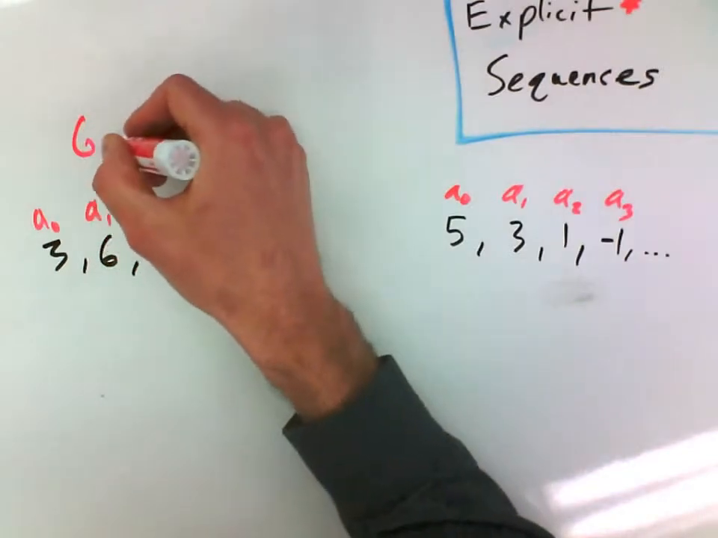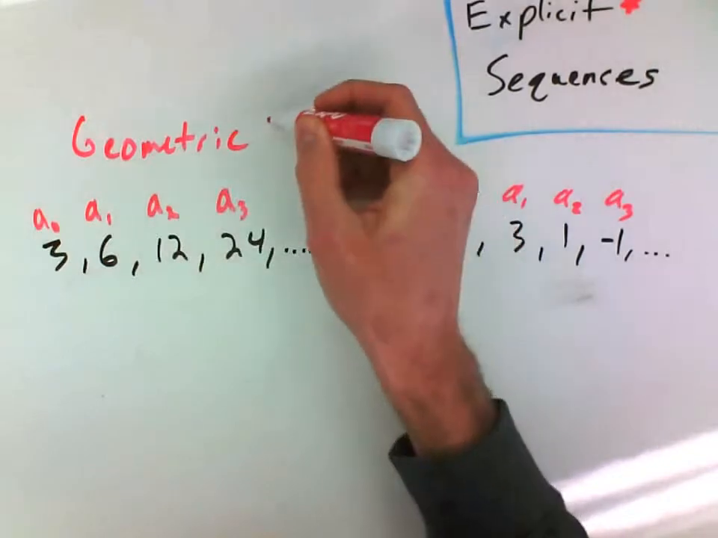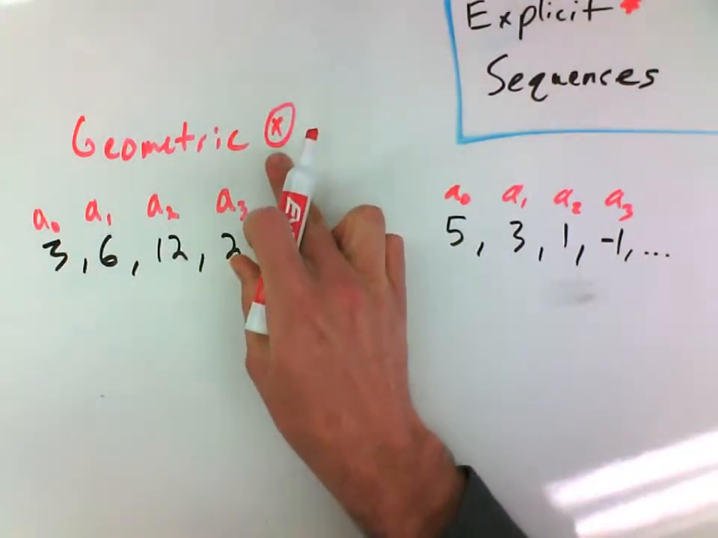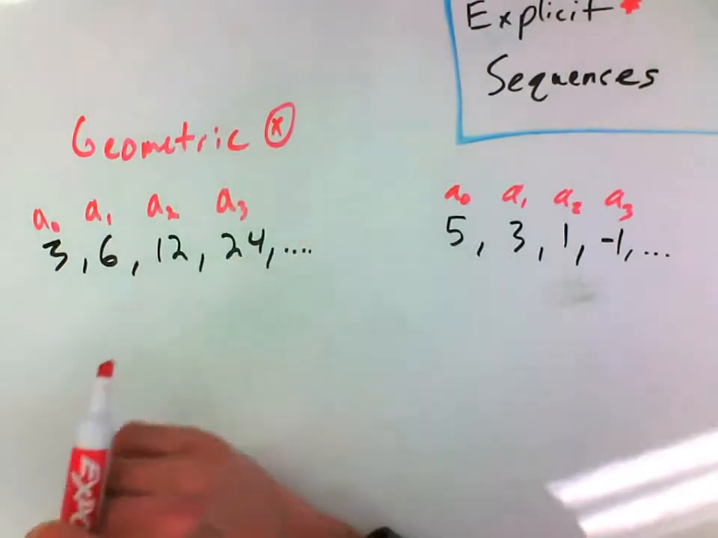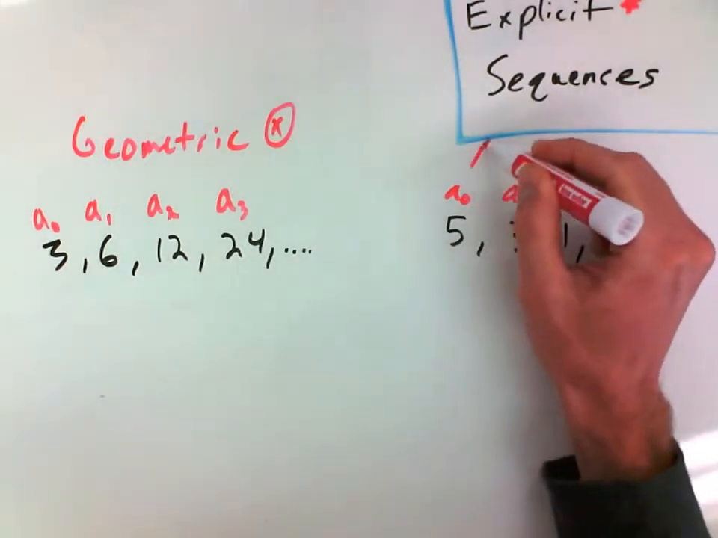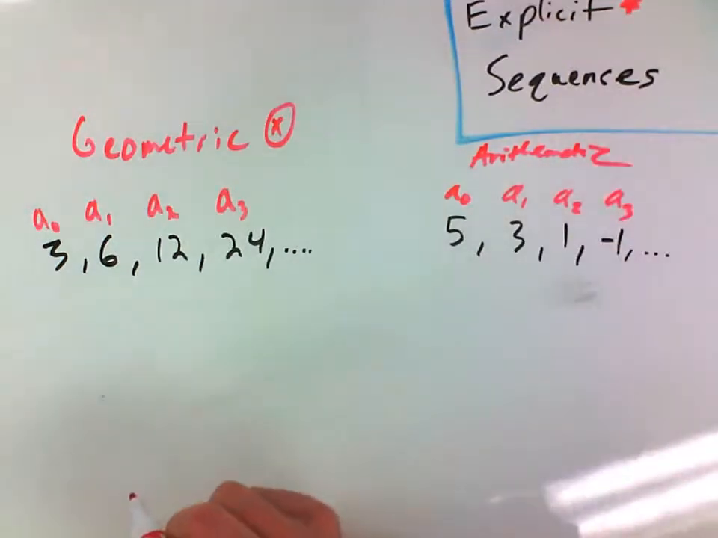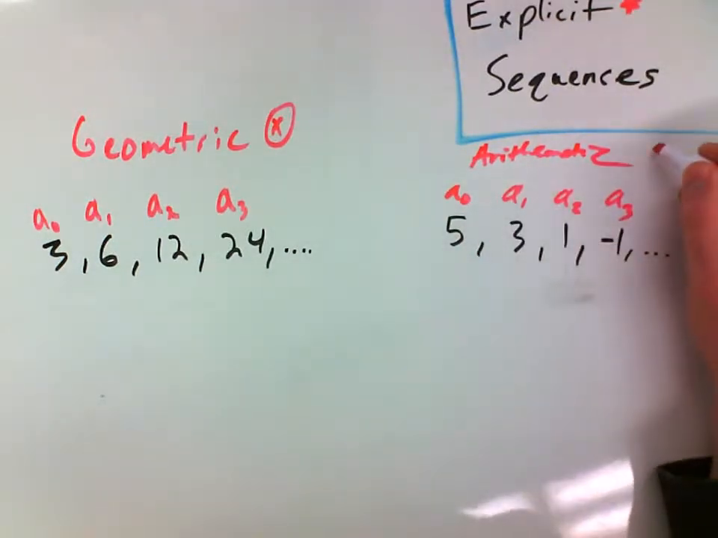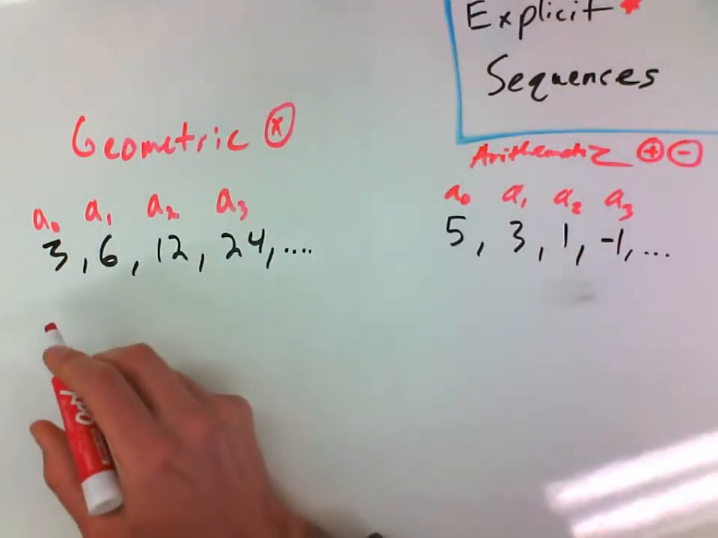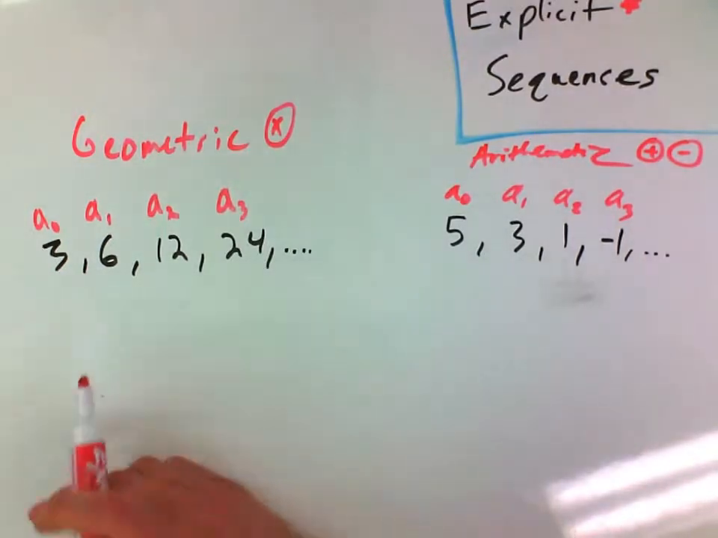This one right here is geometric. It's geometric because it grows with multiplication, or sometimes multiplication disguised as division, right? It's multiplying by 2 each time. This one right here is arithmetic, right? And it grows with either addition or subtraction. So if you take a look at these two sequences, let's see if we can write it.